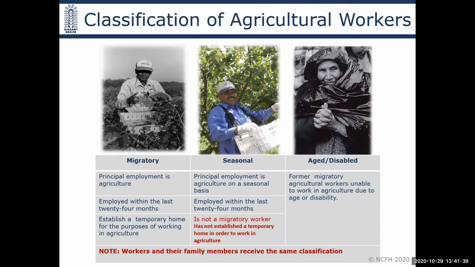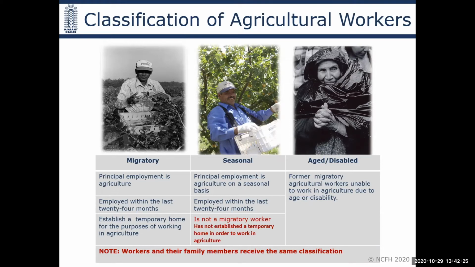A seasonal agricultural worker is their principal employment is also in agriculture, but on a seasonal basis. And they've been employed in ag as well within the last 24 months, but they do not establish a temporary home in order to work in agriculture. And then we also have aged and disabled ag workers. Again, that was added in 1996. And these are former migratory workers who are no longer able to work in agriculture due to age or disability. So when you classify those in your UDS, you would classify them as migratory, the same as you would classify them as migratory workers. So it's the two classifications you're reporting in UDS are migratory and seasonal, and aged and disabled are classified as migratory.